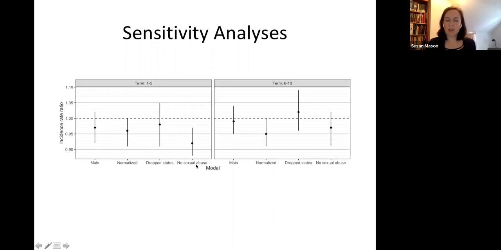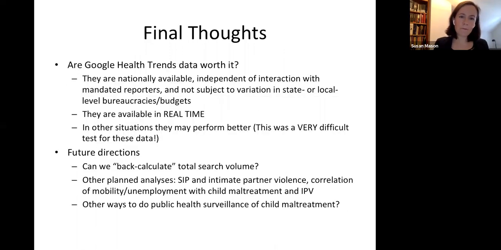We also dropped sexual abuse in one of the models because we thought maybe sexual abuse was operating a little bit differently. It has a slightly different etiology than the others. Actually, we see that when we just have physical and emotional abuse, we see a larger protective effect of SIP.